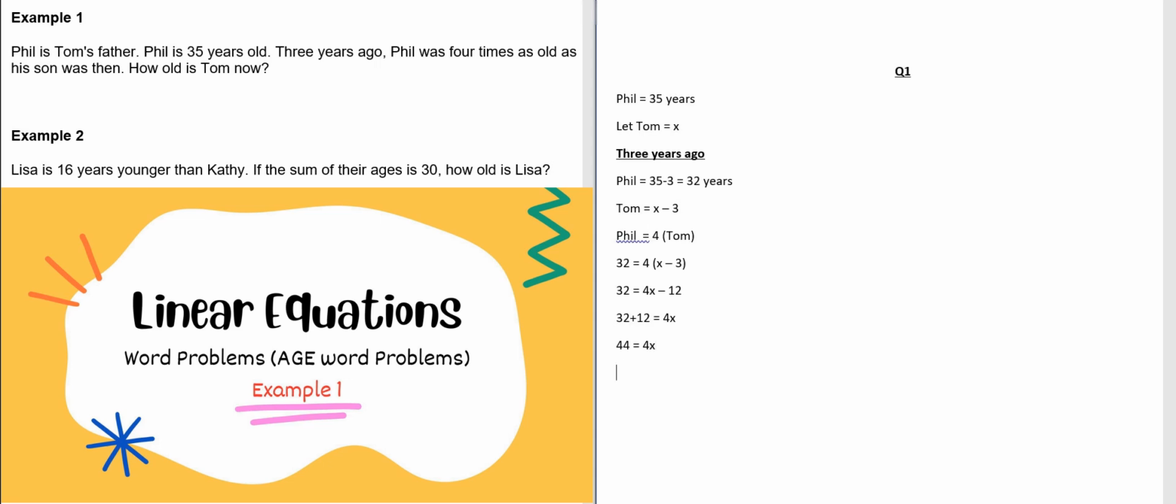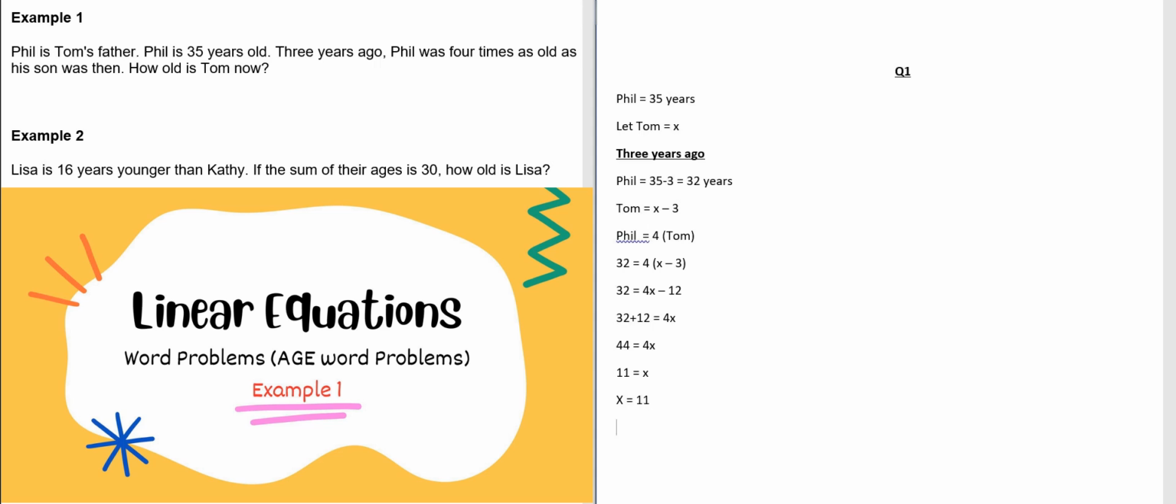And then to get our variable x, we are just going to divide both sides by 4. So 44 divided by 4, and then 4x divided by 4. When you divide 44 by 4, you are going to get 11, equals, when you divide 4x by 4, you are going to get x alone. So this is what we are going to get. That means 11 is equal to x, which in other words, x is equal to 11.